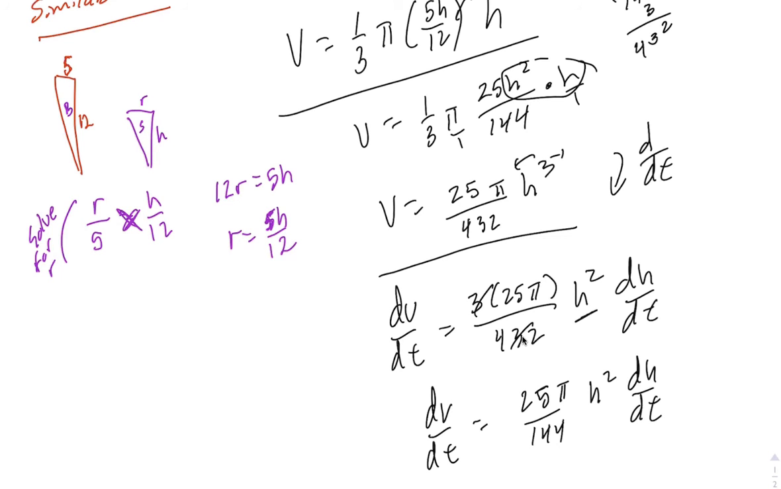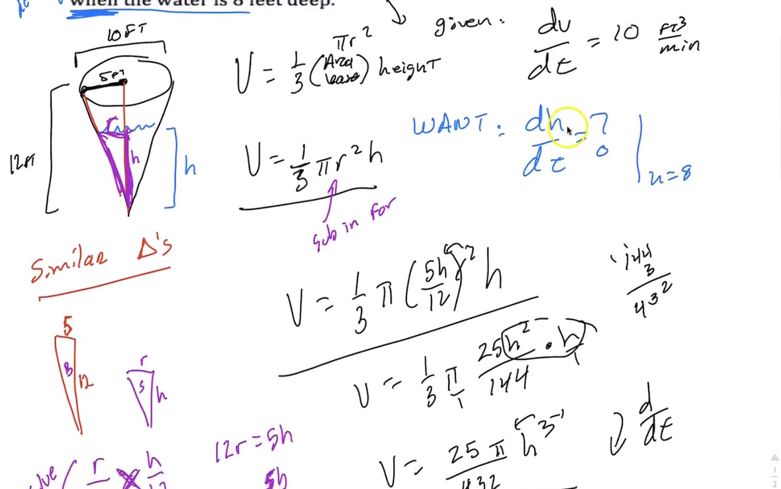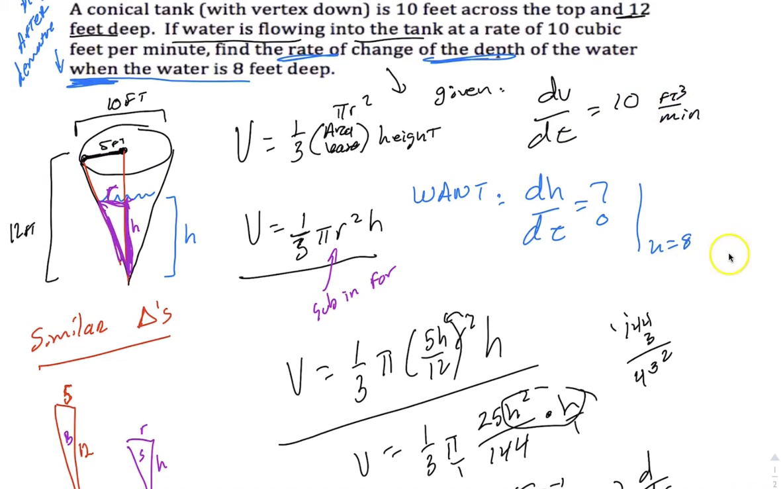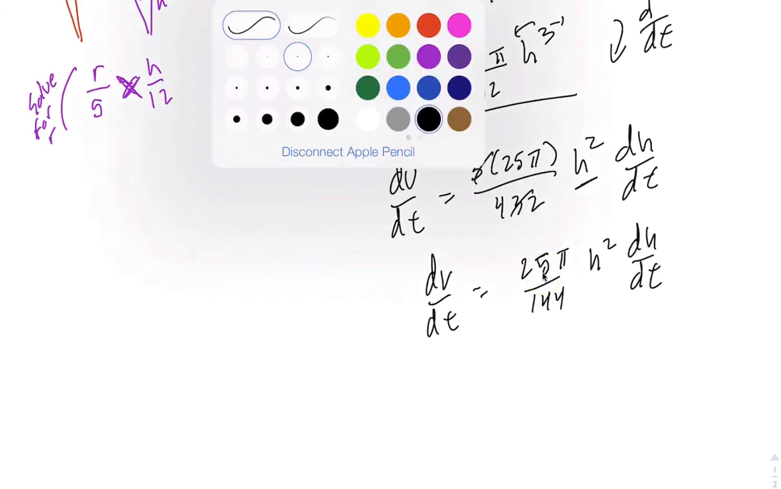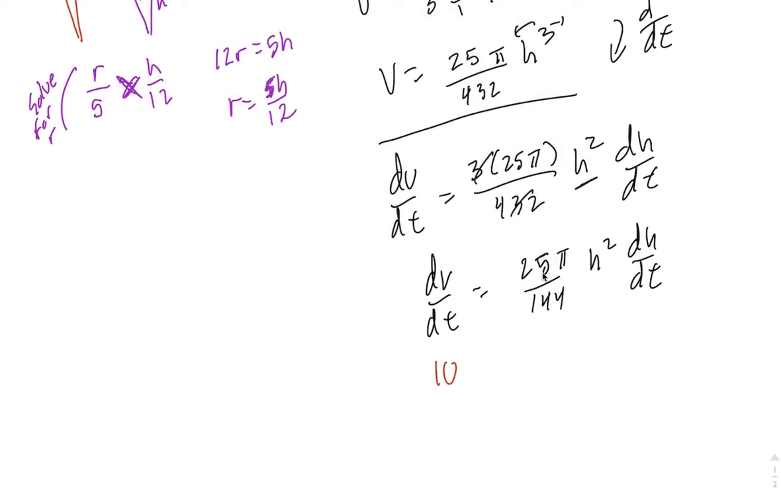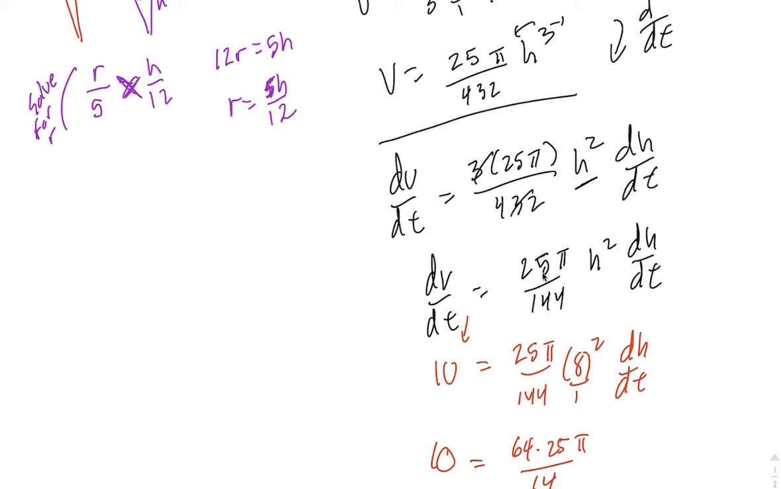And now I just got to plug stuff in. Right? What do I know? I know dv dt is 10. I know at the height when it's 8, I'm going to try to find dh dt. So, plug it in. This is 10. I get 25 pi over 144 times 8 squared dh dt. Remember, 8 over 1, so you get 10 equals 64 times 25 pi over 144 dh dt.